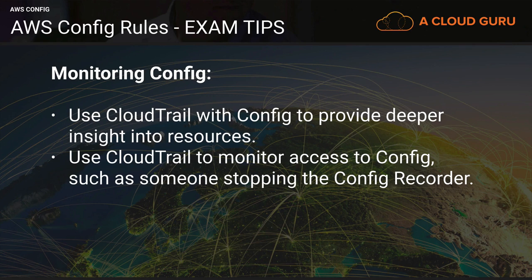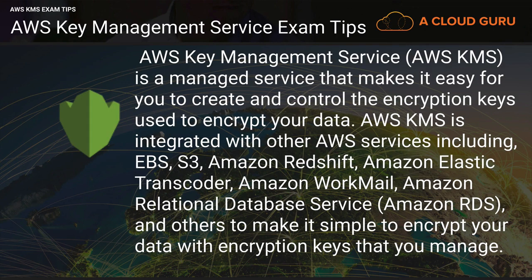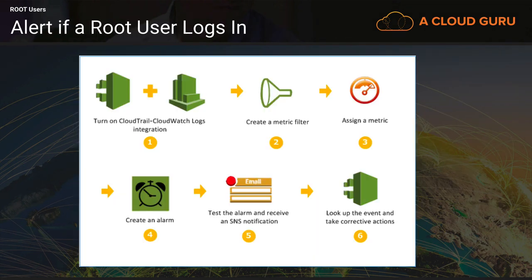So again, turn on CloudTrail, turn it on everywhere. CloudTrail is amazing. So how do we set up alerts if a root user logs in? Well, the first thing we need to do is turn on CloudTrail and CloudWatch logs. So you need not just CloudTrail, but you need to turn on the CloudWatch logs integration, which is what we saw in the lab. We then have to go through and create a metric filter, then assign a metric, and then create an alarm. We then basically send this alarm if it alerts to an SNS topic.